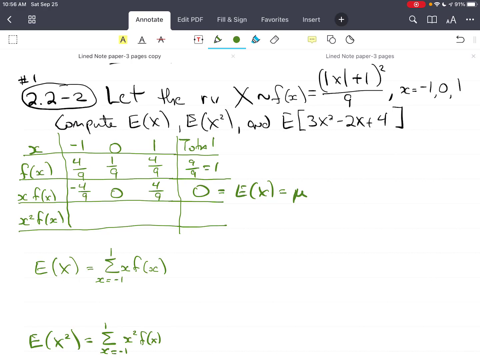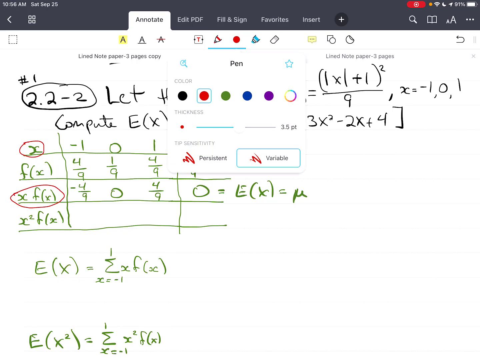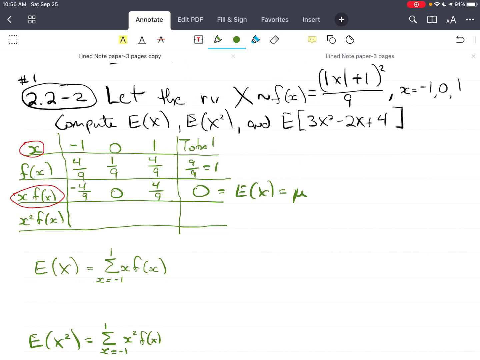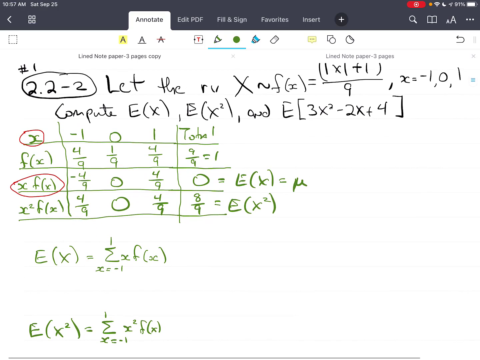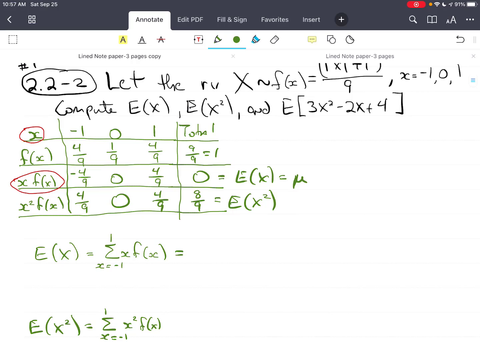Now, x squared times f of x, what I'm going to do is take the x value and multiply it by this to get this bottom one, because when I take x times x, I get x squared and then times f of x. So a negative will give me a positive. -1 times -4/9 gives me a +4/9. 0 times 0 is still 0, and another 1 times 4/9 gives me another 4/9. This is 8/9. This is e of x squared. And so this quantity is 0.